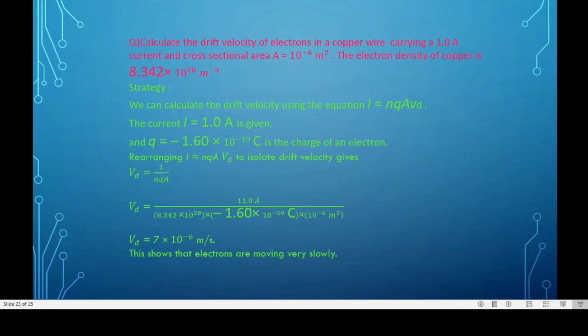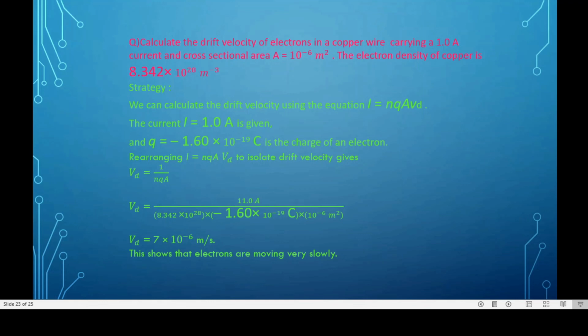Okay, we derived the expression for the drift velocity of free charges, but by using the formula, let us solve a particular problem. Calculate the drift velocity of electrons in a copper wire carrying 1 ampere current with cross-sectional area A equal to 10 power minus 6 meter square. The electron density of copper is 8.34 into 10 power 28 per meter cubed. So how can we solve this problem?